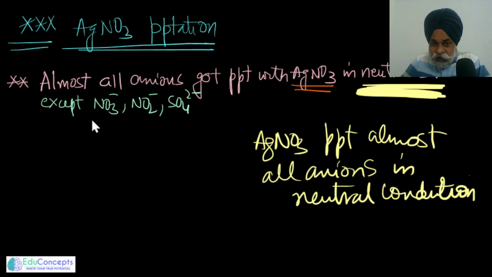Now, we have written that except for these, because why would these not precipitate? When we talk of silver nitrite and silver sulfate, these would not get precipitated easily, because their KSP value is very high. The simple reason is that for their precipitation, a lot of silver ion is required to achieve that high value of KSP. That is why they would not precipitate easily.